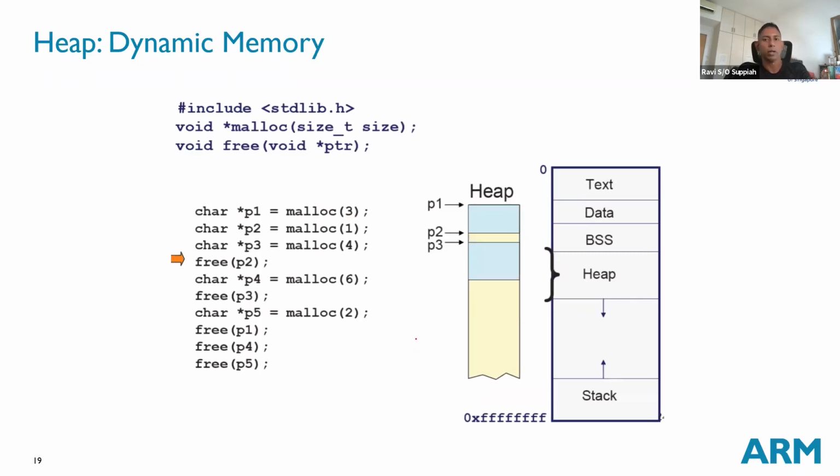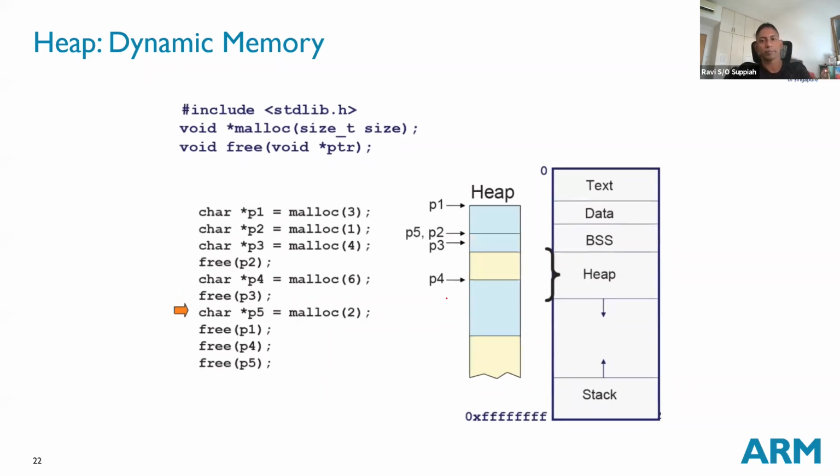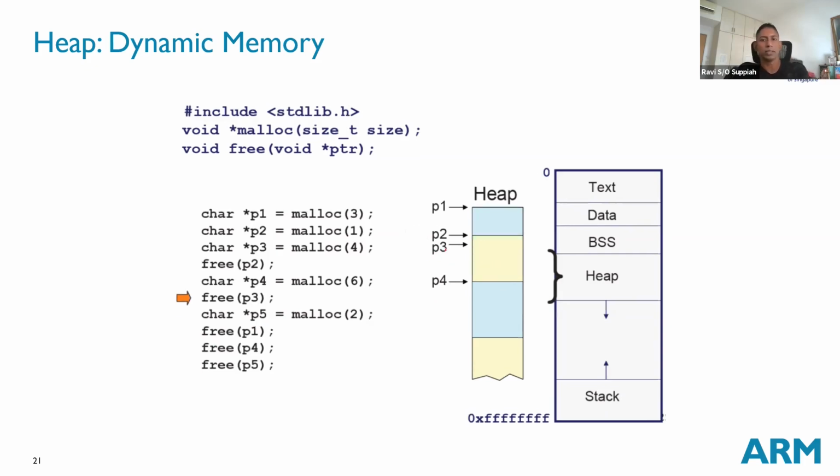When I call free P2, that means I am telling the system that I want to free up this memory that was originally allocated to P2. Then again I can have another allocation, and then I can free up P3. Then when I have another allocation of P5, in this example you can see that P5 went back to the same slot that was originally freed up from P2 and P3.